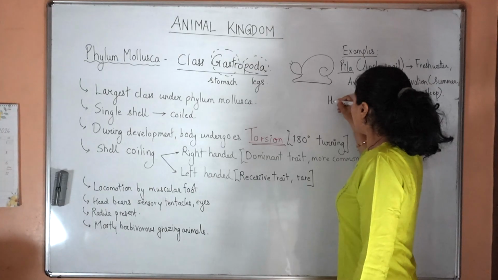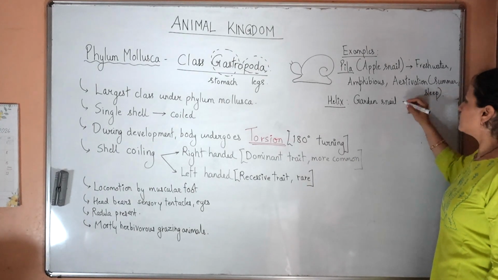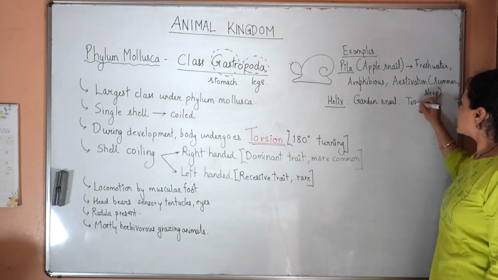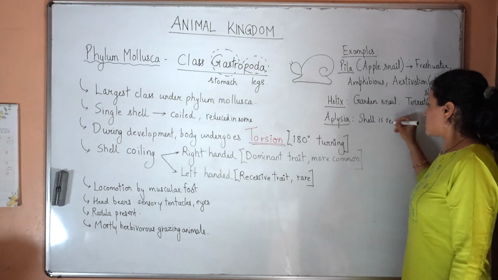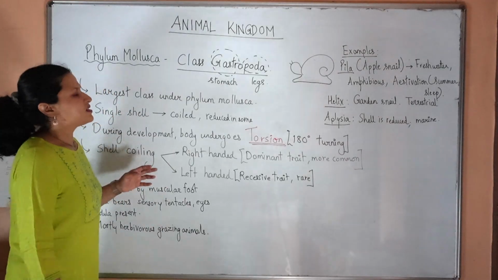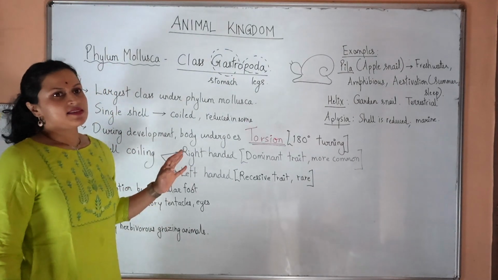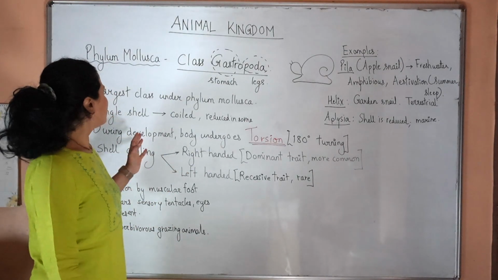Next example, Helix, the common garden snail or land snail. This one is terrestrial. In Aplysia, the shell is reduced. This one is marine. So this is class Gastropoda. They are commonly called gastropods and this is the most common class.